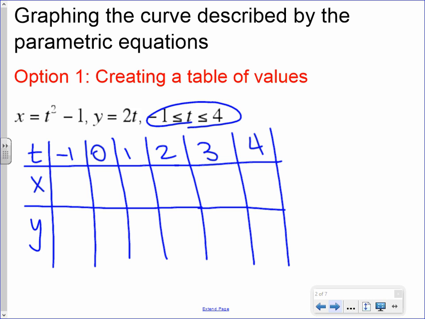All right, so if we plug in T is -1, what do we get for X? 0. And what do we get for Y? -2. Do you agree with Jake? I agree. 0 and -2. Awesome.